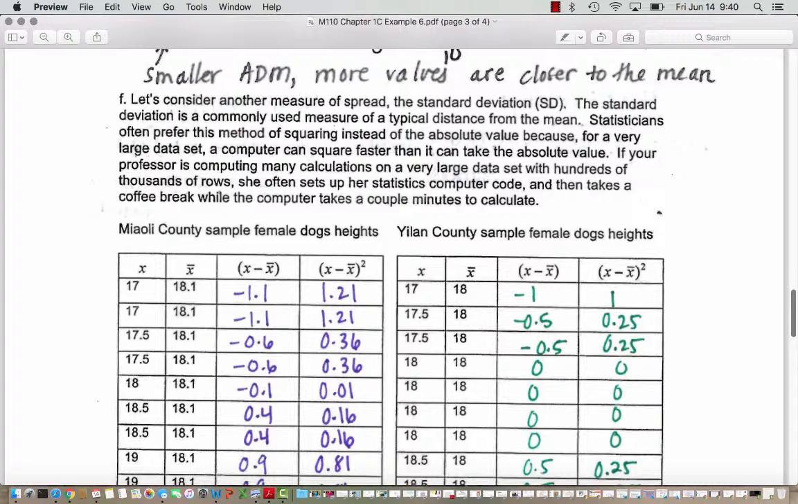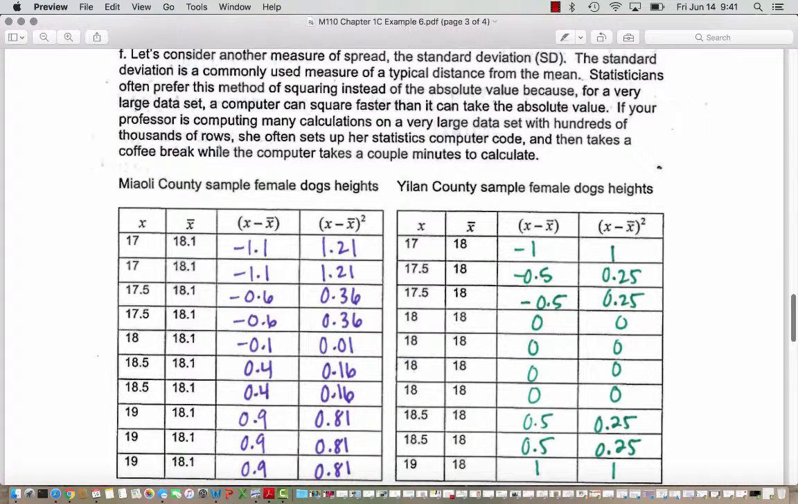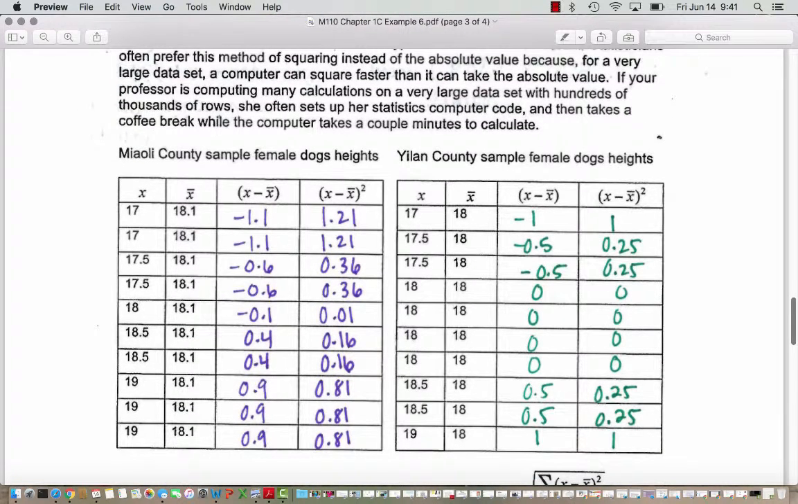So if me, your professor, is computing many calculations on a very large data set with hundreds of thousands of rows, I often set up my statistics computer code, and then I take a coffee break while the computer takes a couple minutes to calculate. So it could be Yalong County and Miaoli County. If we've got millions of dogs in these data sets, it might take a few minutes, and I'm going to save time doing the standard deviation, which squares, instead of the absolute deviation, where the computer has to check, is it positive or negative? So if you study computer science, you'll be thinking about these things, runtime and computing time for algorithms and statistics calculations.